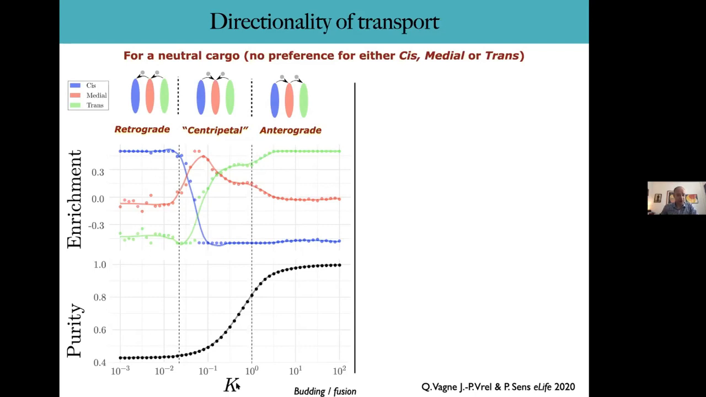If the budding rate is very small, vesicular transport is retrograde, meaning that it goes towards the bluer cisternae and it leaves the greener cisternae. I won't get into the details, but this is what it means. If the budding rate is very large, then vesicular transport is anterograde. It leaves the blue compartment and goes towards the greener, the later compartments. Interestingly, in the middle, vesicular transport is actually centripetal. It's going towards the medial Golgi, both from the cis Golgi and from the trans Golgi.